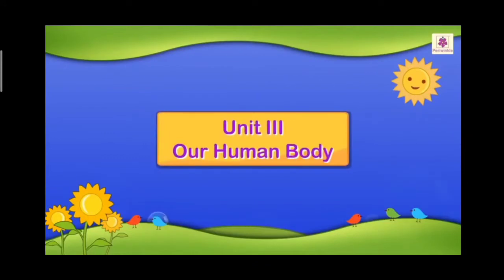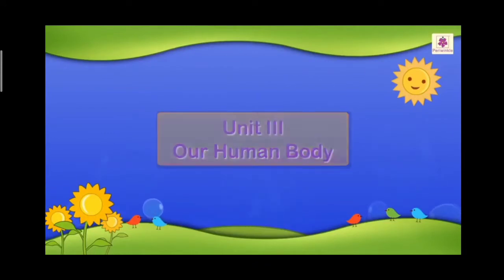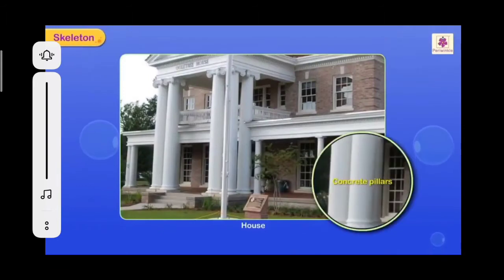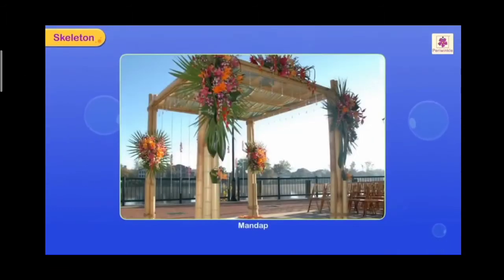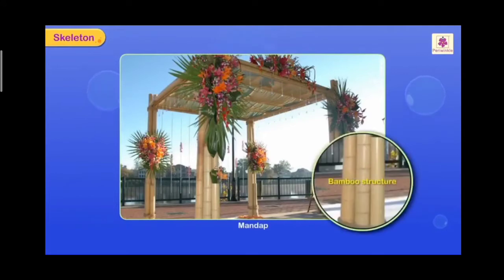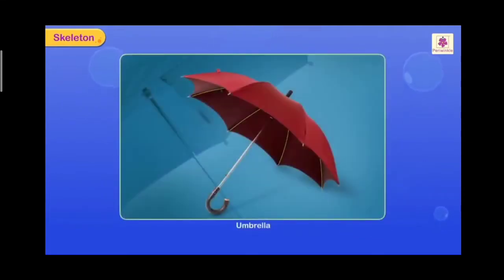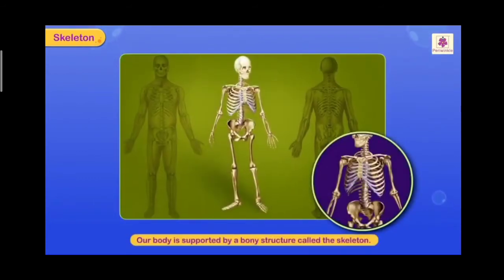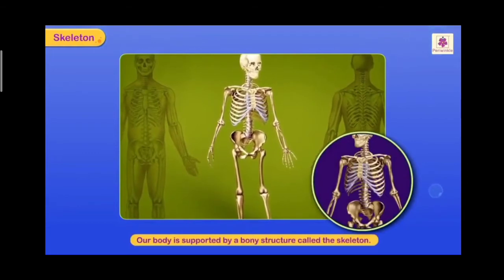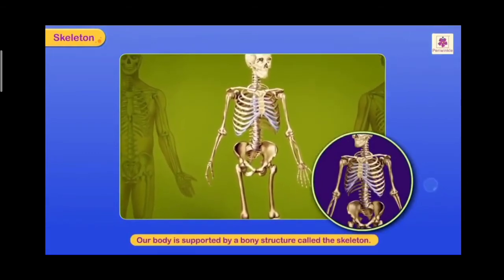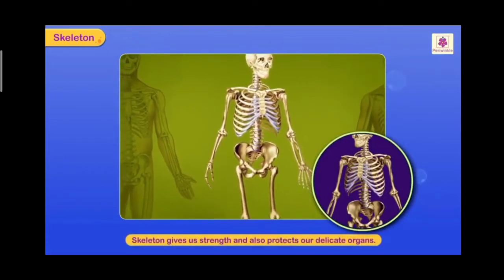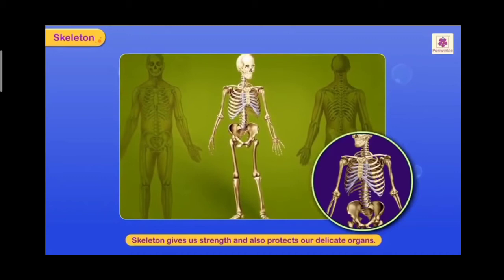Unit 3. Our human body. A wonderful machine. Just as a house is supported by concrete pillars, a mandap is supported by a bamboo structure, an umbrella is supported by the metal ribs. Similarly, our body is supported by a bony structure called the skeleton. It gives us strength and also protects our delicate organs.